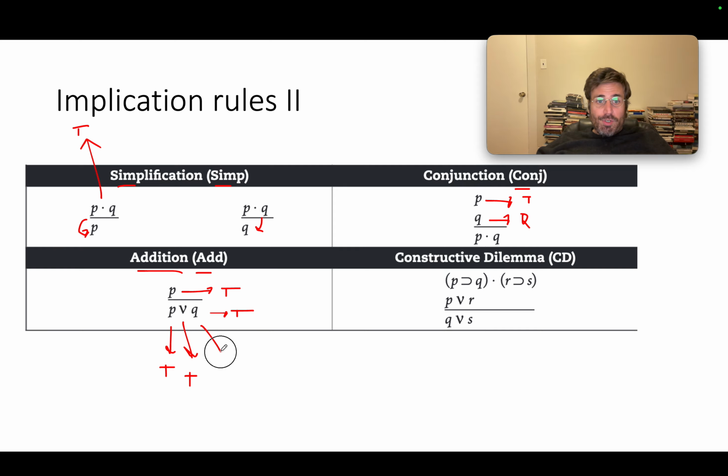So Q could be true or it could be false. It doesn't matter. It doesn't affect the truth status of either P or Q because we already know from the premise that P is true. So this means that we could actually add to P anything we like.